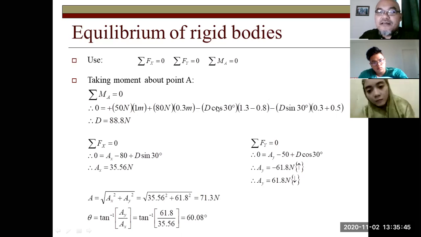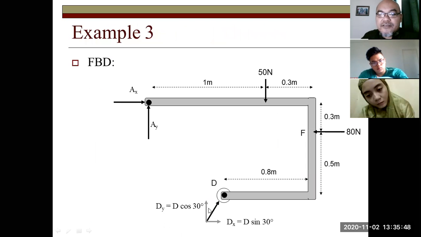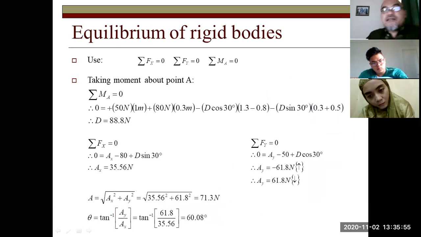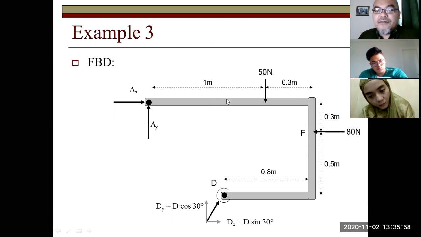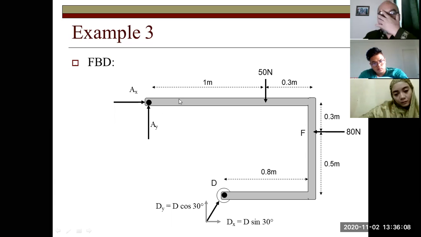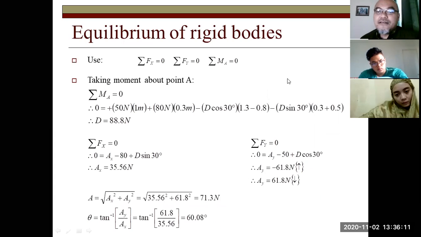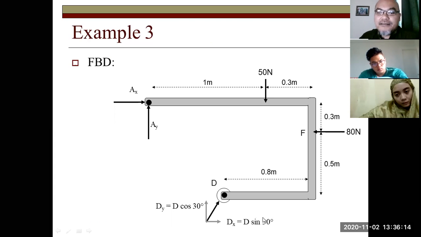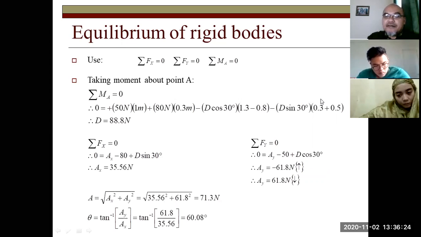Negative D cosine 30 degrees, this one is negative, multiplied by 1.3 minus 0.8, the distance from Dy towards point A. It is negative because it is counterclockwise. Then D sine 30, the Dx, will also rotate counterclockwise. So the distance is 0.3 plus 0.5, that is 0.8. So from here we obtain the reaction force at D, 88.8 Newton.